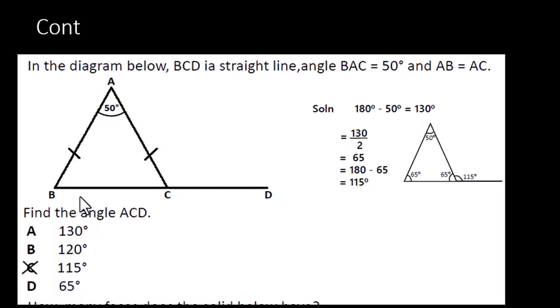Then we have this kind of question in Section A, Paper 1. Below we have A, B, C, D in a straight line, and angle BAC is 50 degrees, and BC is equal and AB is equal to AC. We are told to find angle ACD.